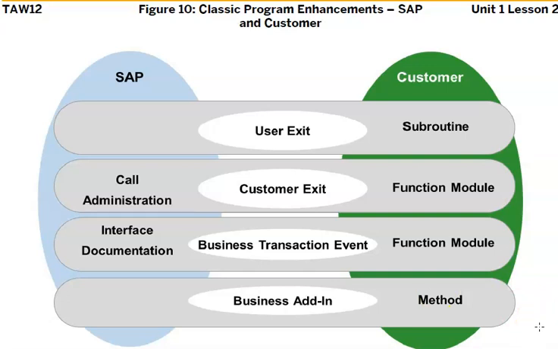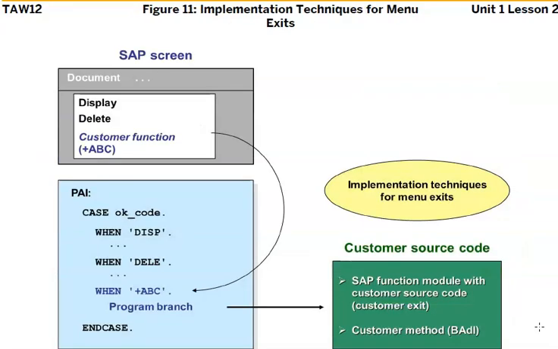So to add something to an SAP standard program, you can either use user exits, customer exits, business transaction events, and business add-ins. Depending upon the requirement, depending upon our strategy, what exactly the client is expecting, we have to follow our strategy. Implementation techniques for menu exits.